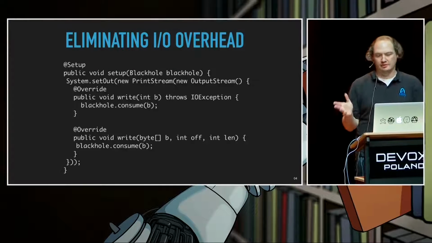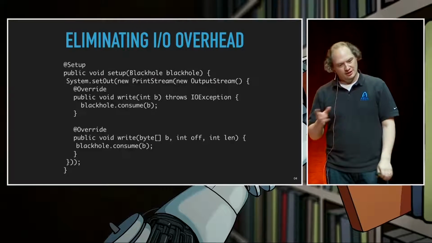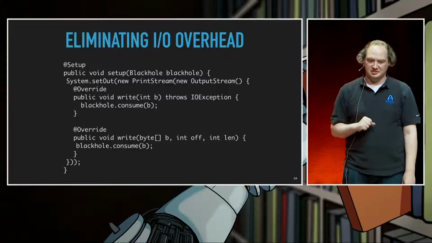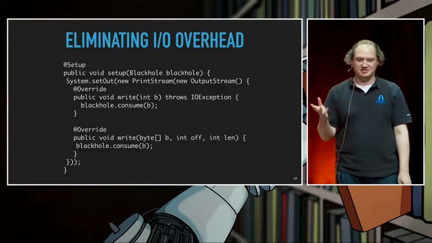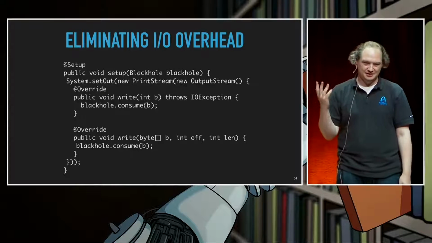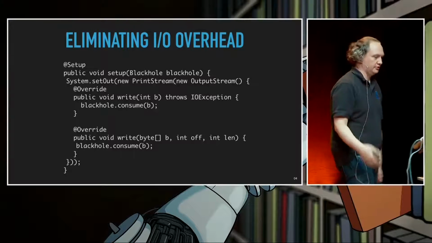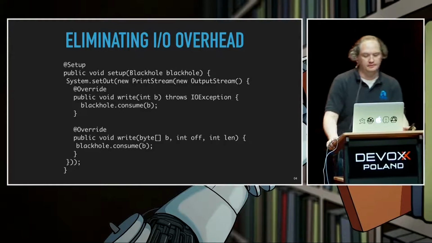Now, I didn't want to have the I/O overhead of doing this test, so instead of going to System.out, I decided to set out so that it sends everything to the black hole. No I/O overhead, but I also know that we're actually really going to walk through this loop.